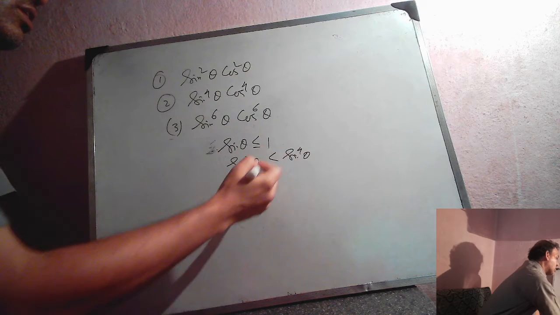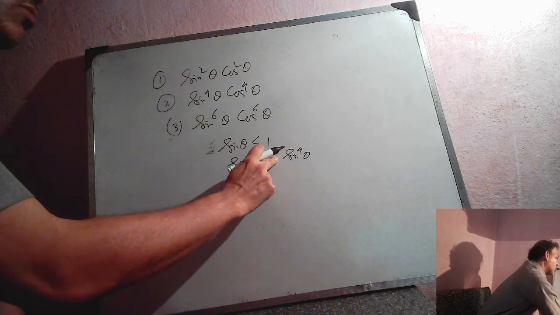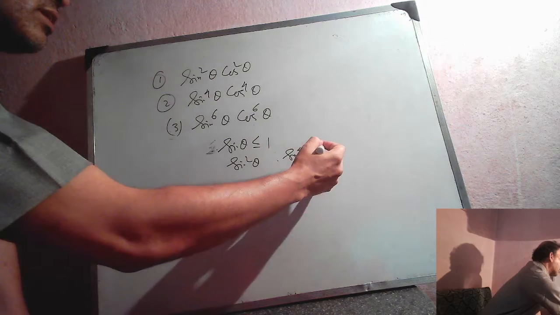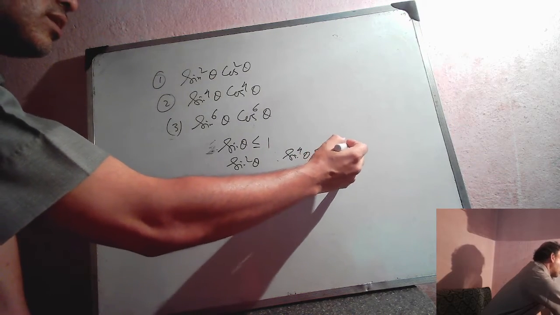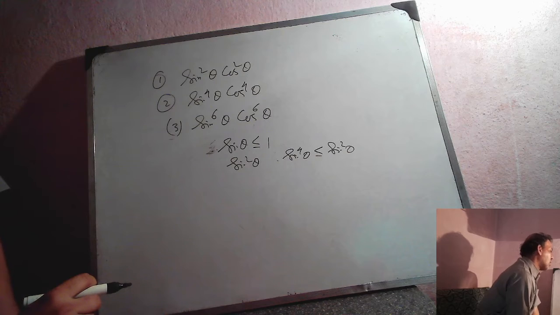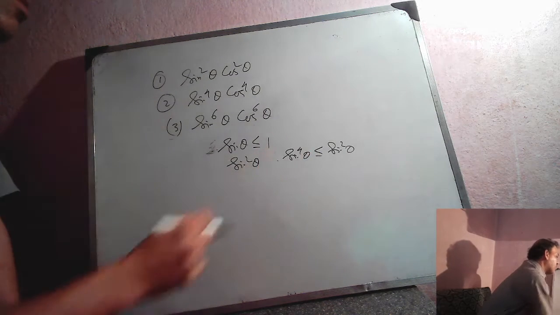Sin square theta and sin 4 theta, which one will be greater? Sin square theta will be greater. So sin 4 theta is less than or equal to sin square theta, as sin theta is less than or equal to 1, so sin square theta will be more than sin 4 theta.